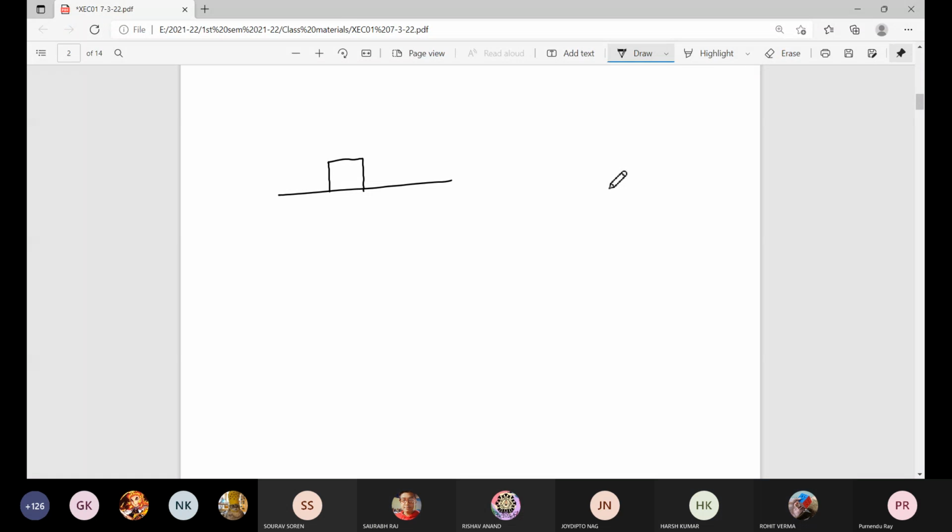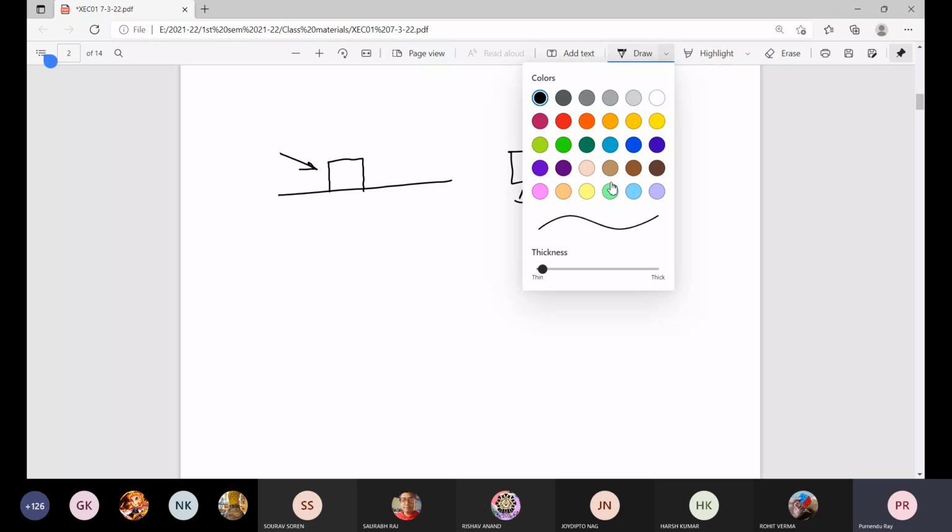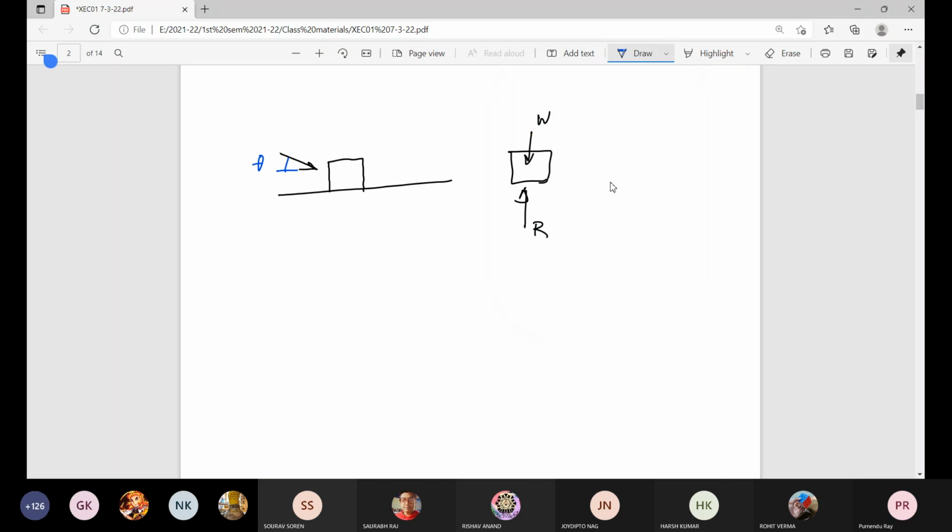Yes sir, visible. Now what about its free body diagram? Normally the self weight, the normal reaction, if there is any force acting maybe at any angle theta, then with the application of this inclined force P at an angle theta, there will be a tendency of movement in this direction.